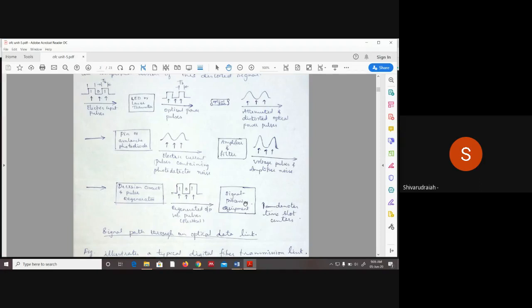That's all. Okay, so we will be concentrating more on these three blocks, such as photodiode, amplifier, as well as decision circuit. These three blocks will be considered, right?